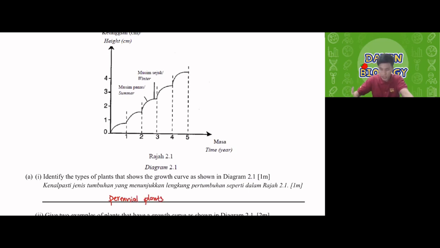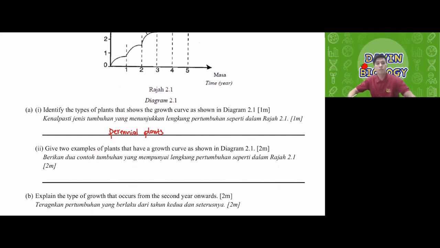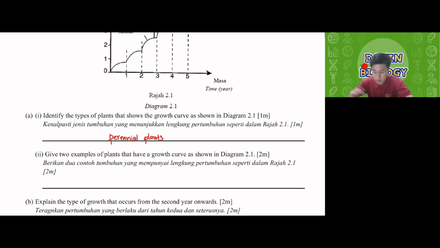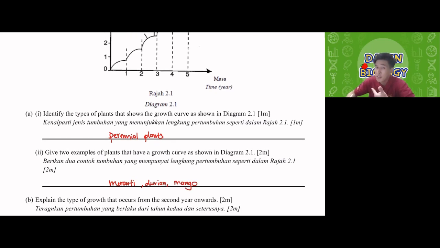Okay. Finish this quick. Two examples of plant that have growth curve shown. So what are the examples of plants we mentioned just now? You mentioned Meranti. The fruits would be the easier one, right? If you think this name is very hard to remember, durian, mango, especially these two. The most common one we have here. Hibiscus. We just mentioned hibiscus, right? Yeah, of course can. Hibiscus also can.